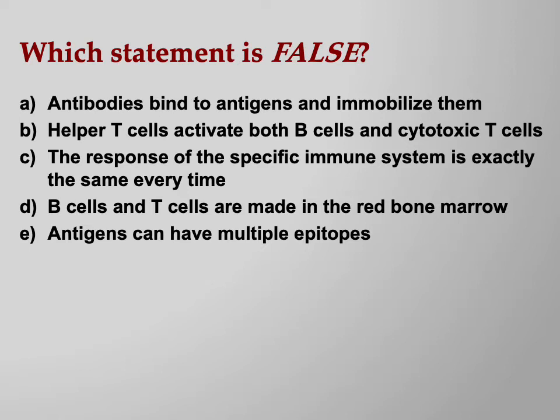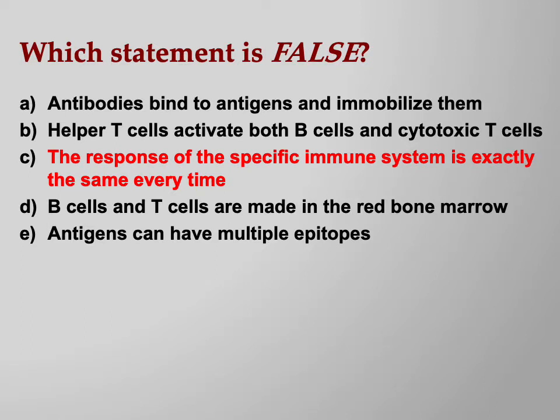Antibodies bind to antigens and immobilize them. Helper T cells activate both B cells and cytotoxic T cells. The response of the specific immune system is exactly the same every time. B cells and T cells are made in the red bone marrow. Antigens can have multiple epitopes. So which of those is false?